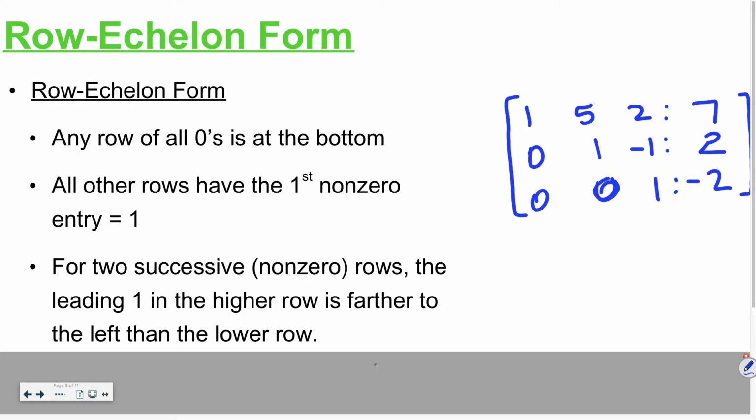Here's an example of a matrix in row echelon form. Okay, so this right here, this really long one, for two successive non-zero rows, the leading one in the higher row is farther to the left than the lower row. Essentially what happens is we create like this diagonal of 1s, because each row, as we move from bottom to top, the 1 is further to the left each time.